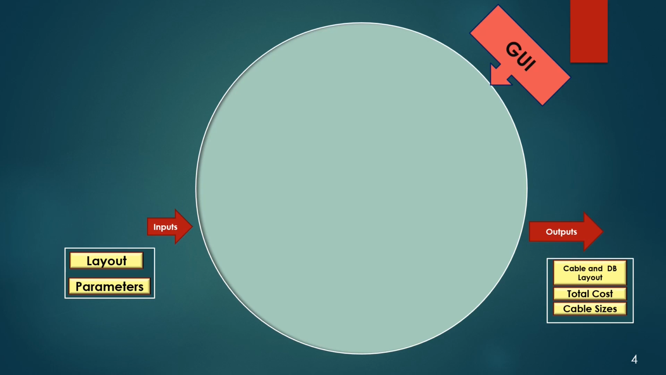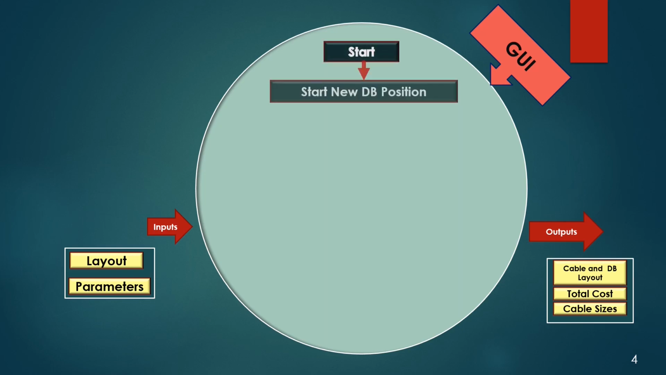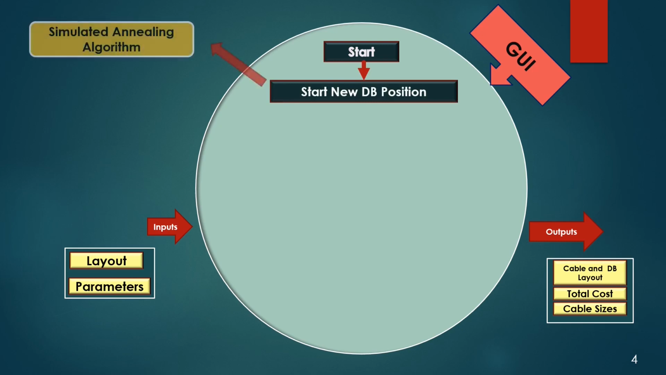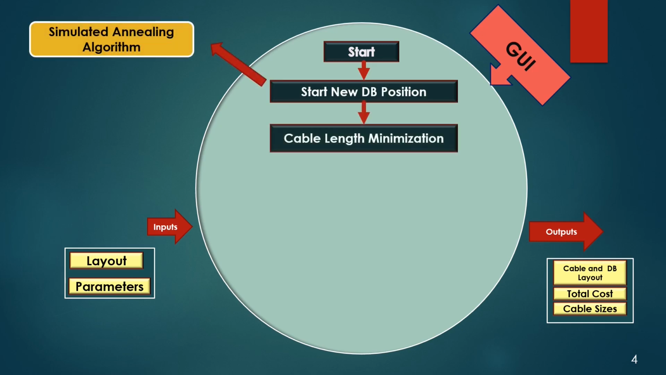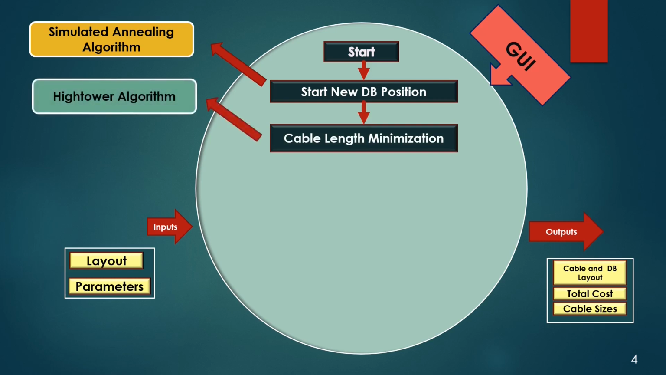Our system consists of a graphical user interface which is used to input the load layout and parameters of the installation and get the cable layout and total cost and the cable sizes as the output. Inside the system, we will be selecting new distribution board positions using the simulated annealing algorithm and will be finding the minimum cable paths using the Hightowers algorithm.